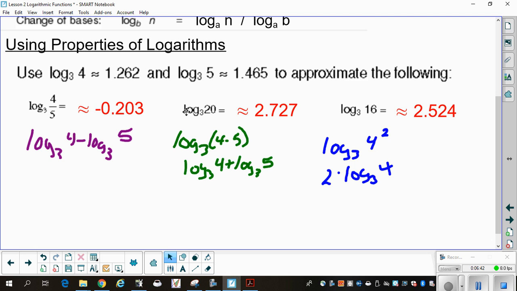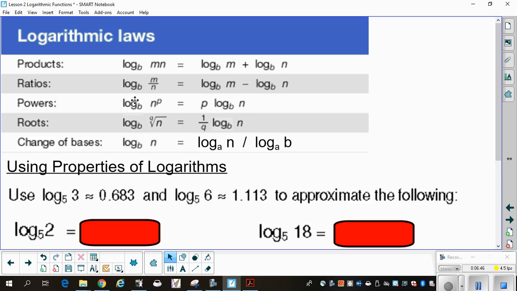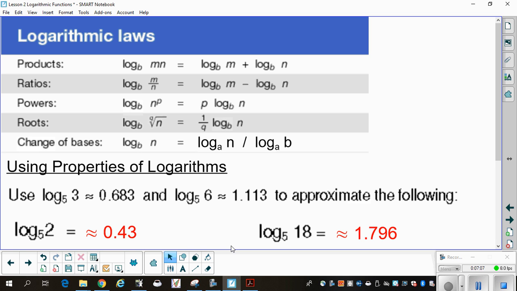So you're just using some substitution. Here's your logarithmic powers. Here are 2 problems. Here's log base 5 of 3 and log base 5 of 6. Pause the video and try these 2. Okay, did you get 0.43 and 1.796?